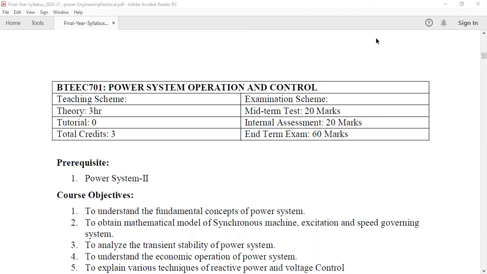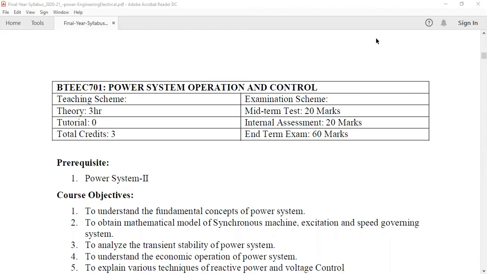Let's see the prerequisite of this course. To learn this course or to understand the concepts in Power System Operation and Control, it requires knowing the details and the prerequisite knowledge of the course Power System 2, which you have learned in the last year.